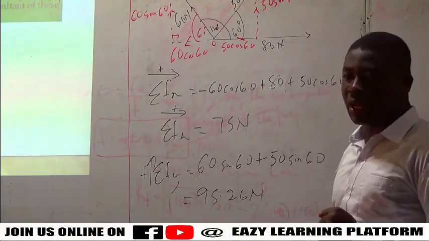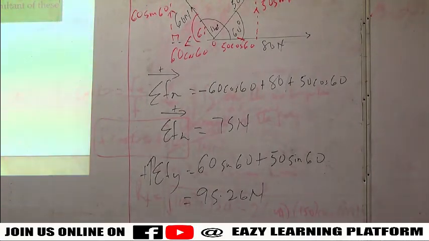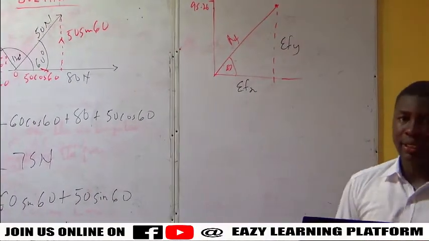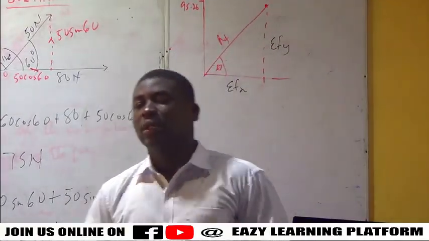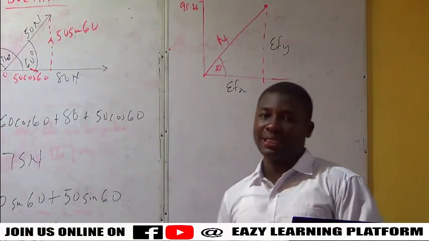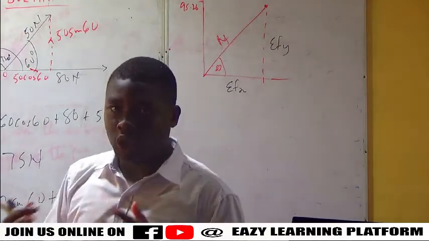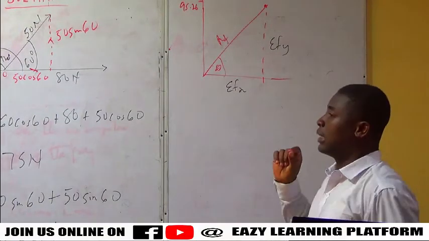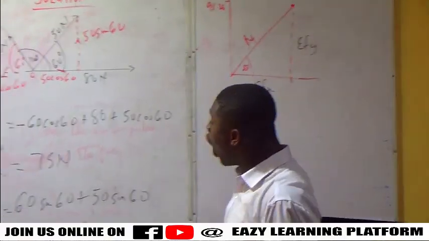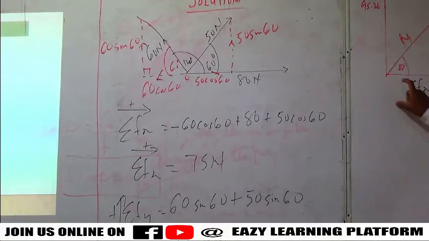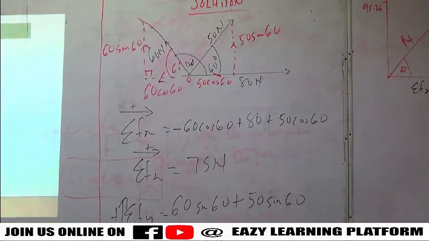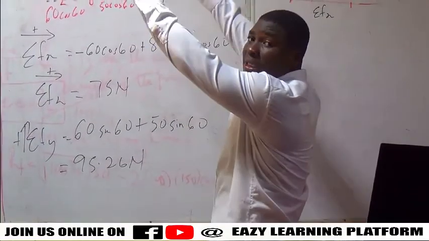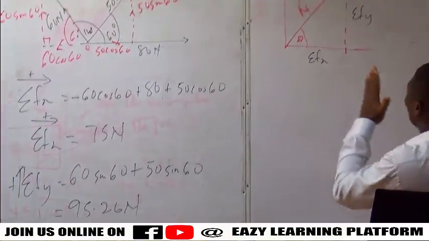Work it out as I'm working it on the board. You have 95.26 Newton. So we found the sigma Fx and the sigma Fy. Now the next step is to use sigma Fx and sigma Fy to find the resultant force. Now let me explain the formula we're going to use. Sigma Fx is the summation of all the forces in the x direction, so sigma Fx will be in the x direction. And sigma Fy represents the summation of all the forces in the y direction, so sigma Fy will definitely be in the y.